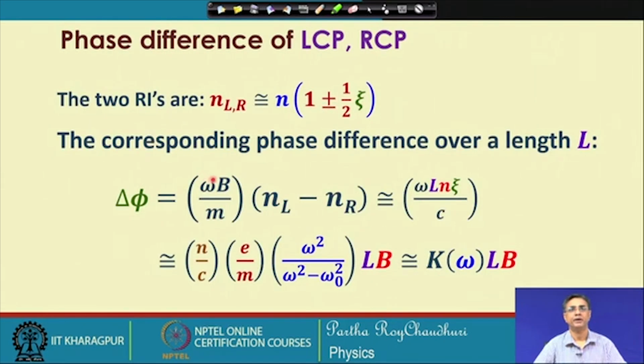You can see that this omega B accounts for the magnetic field, and as a result if we arrange these terms by putting the values of xi into this equation, then we can write delta phi equal to k, which is a function of omega. The entire thing we call a constant k, which is a function of omega, and then L is the length of the medium along which this electromagnetic wave interacts with the magnetic field, and B is the strength of the magnetic field.